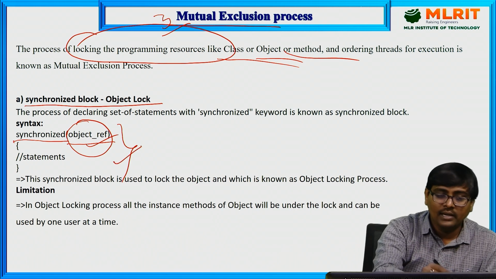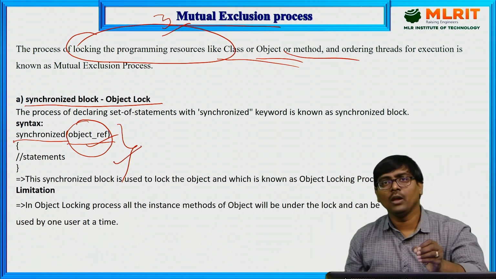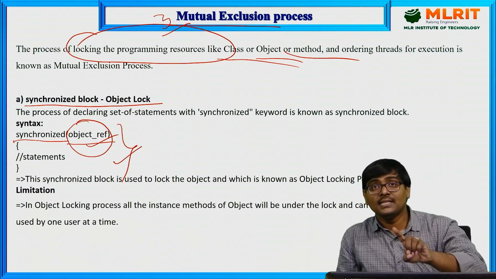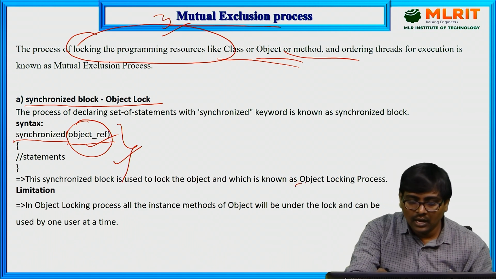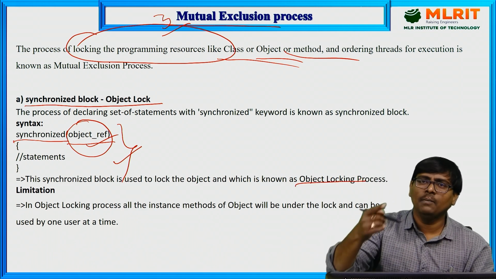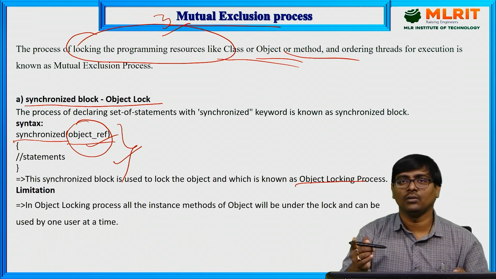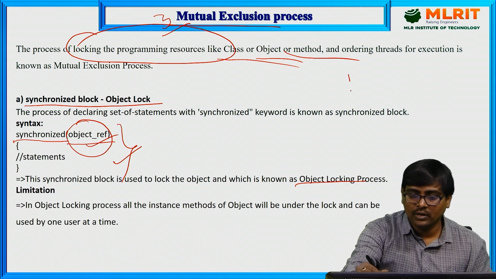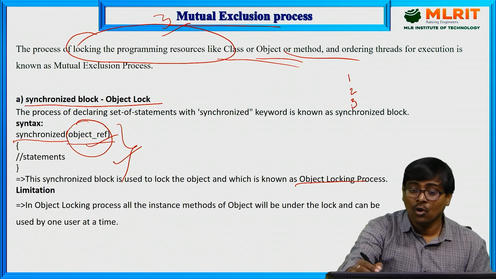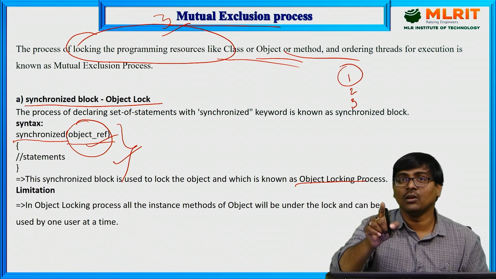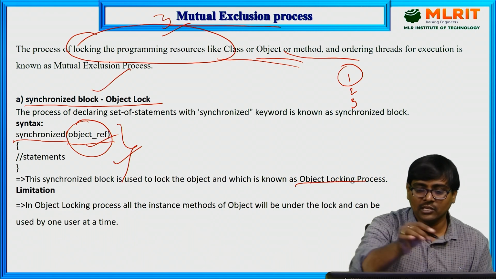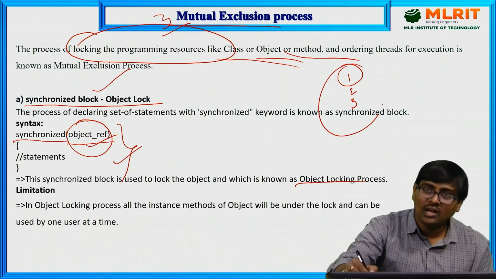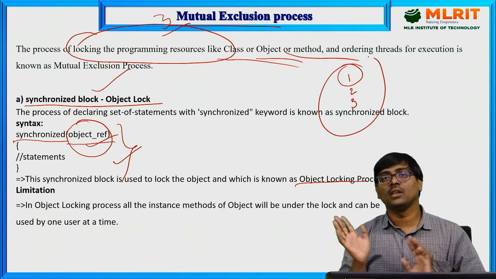The advantage is that ambiguity is avoided. But what is the disadvantage? Object locking means all the methods under that object are locked. For example, I have display 1, display 2, display 3 methods. Only display 1 is shared. But if you apply a synchronized block, display 2 and 3 are also locked. No one is allowed to use them.